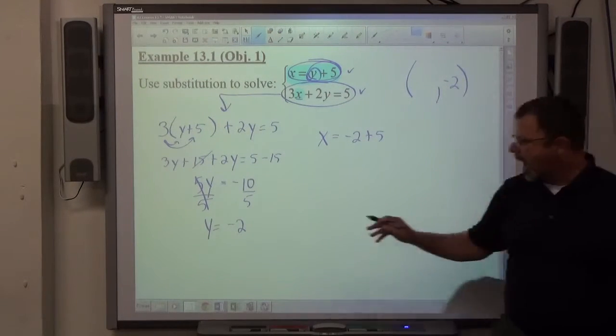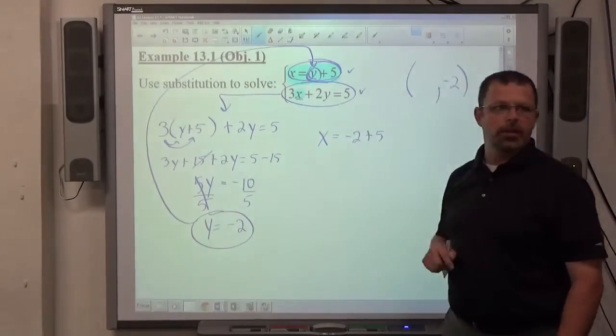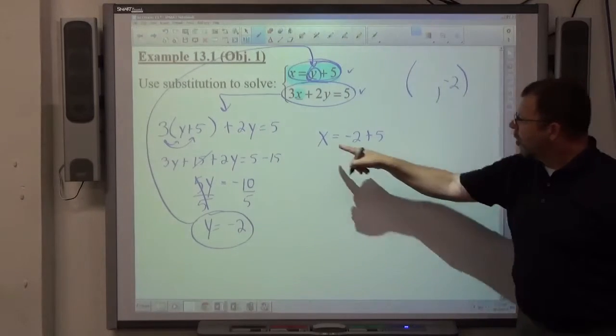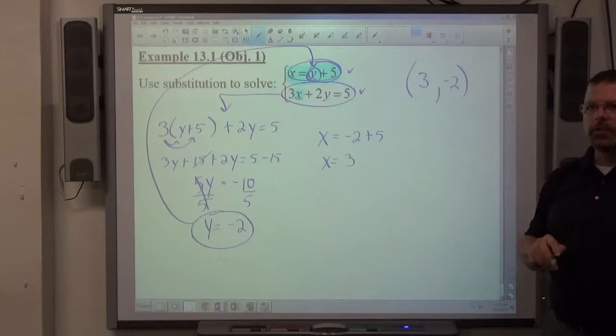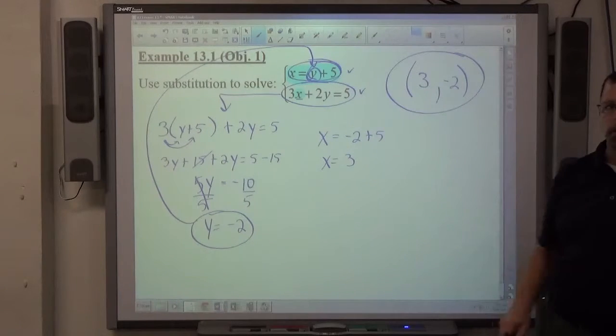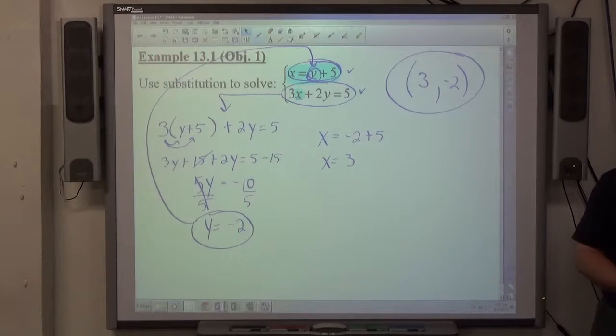Substituting again. I know something about y. I'm going to take what I know about y and replace it in the equation up here. So x equals negative 2 plus 5, which means x equals 3. 3, negative 2 is the point of intersection. I write my answer as an ordered pair, x first, y second. And that's how you do substitution. Works very efficiently like that.